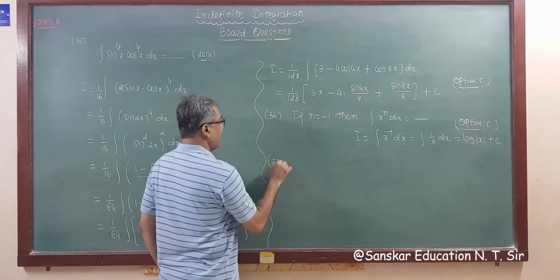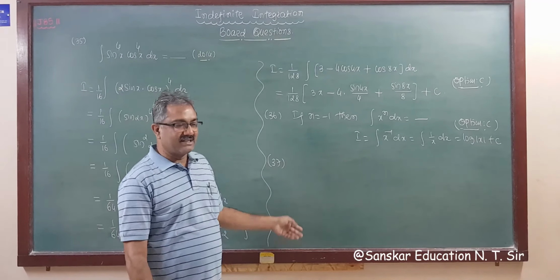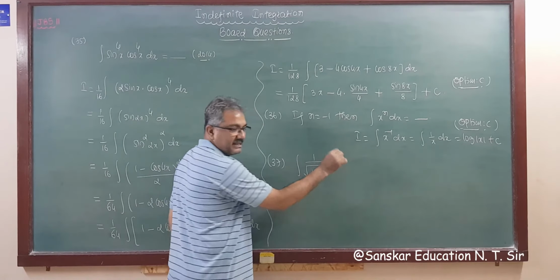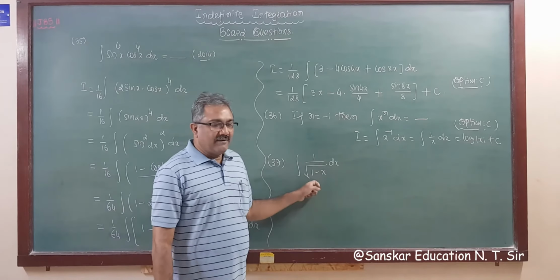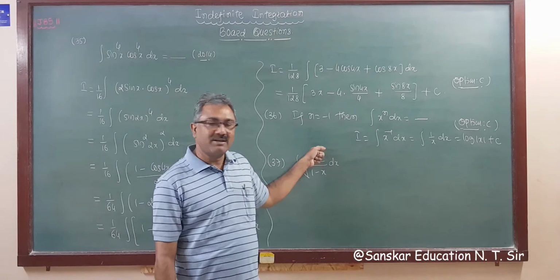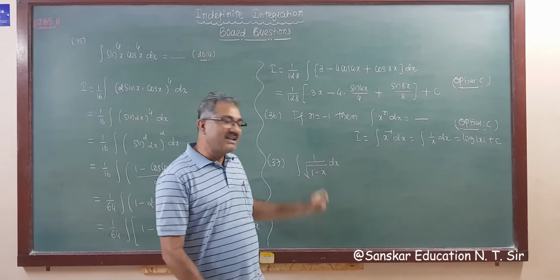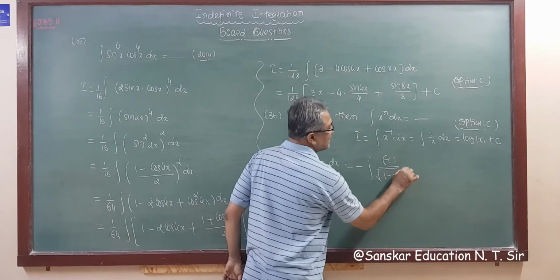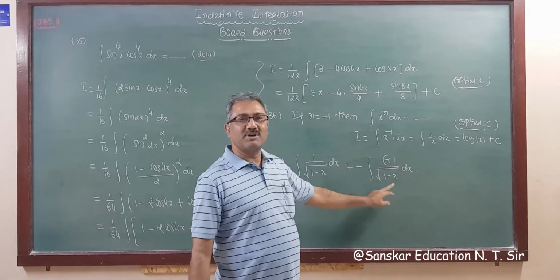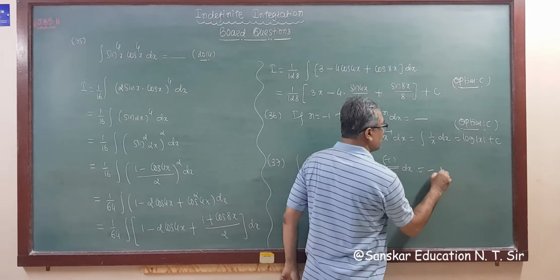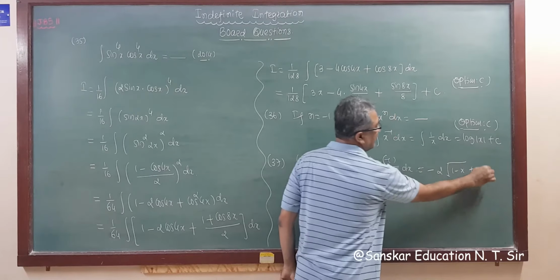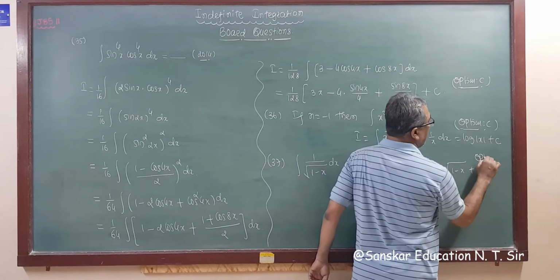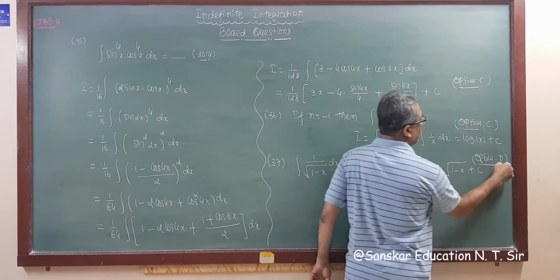Then question number 37. We have some space, so I am solving questions. Integration of 1 upon under root 1 minus x dx is a very easy question. Derivative of the denominator is in the numerator, but the derivative of this is minus 1, so divide and multiply by minus 1. So this is minus integration of minus 1 upon under root 1 minus x dx. The derivative of the denominator is in the numerator, and the denominator is in root, so the answer is minus 2 root 1 minus x plus c. That is option D. Option D is your correct answer.